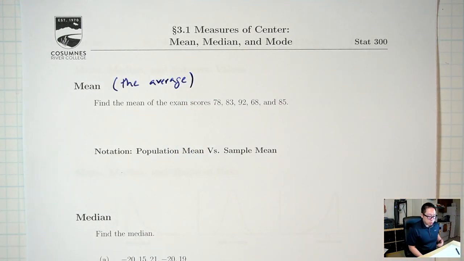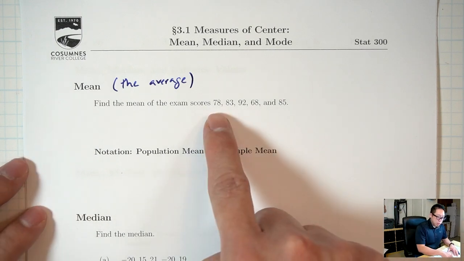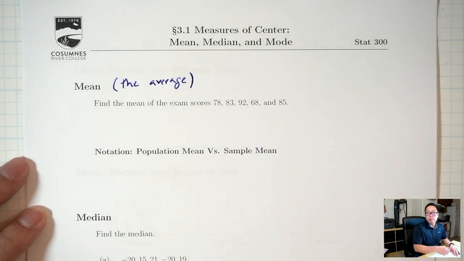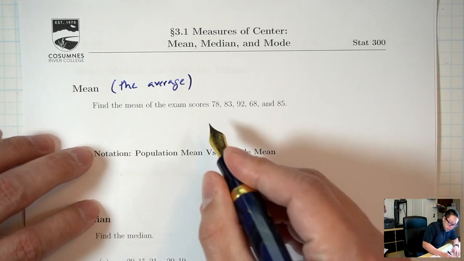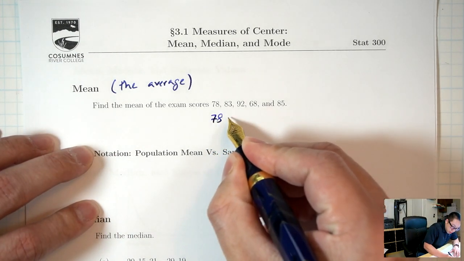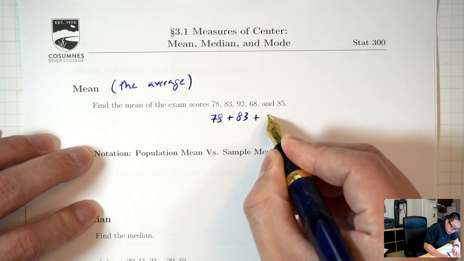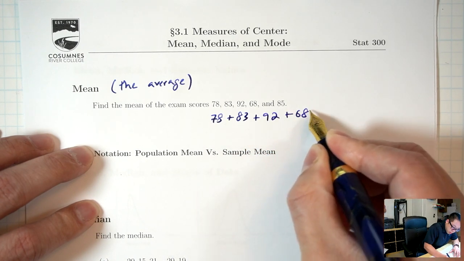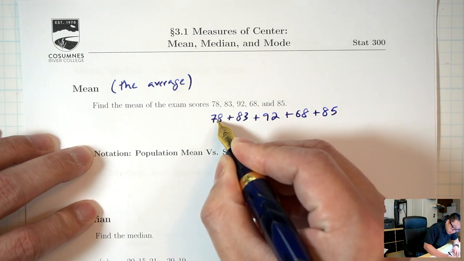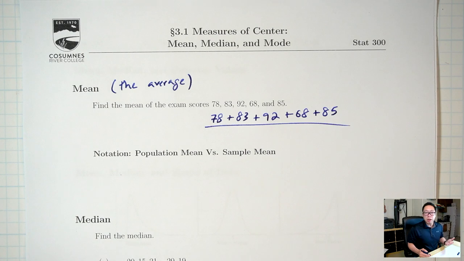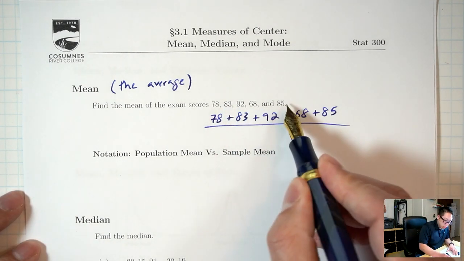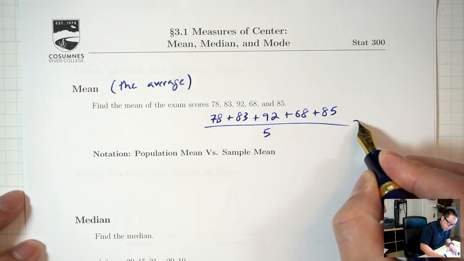Find the mean of the exam scores 78, 83, 92, 68, and 85. So I think we all know how to find the average. You add up all the data values, and then you divide by how many data values you have. So we're going to add up all the data values, and then divide by how many data values we have. So we have 1, 2, 3, 4, 5.